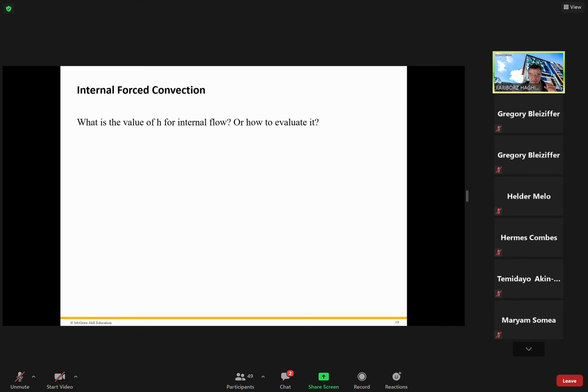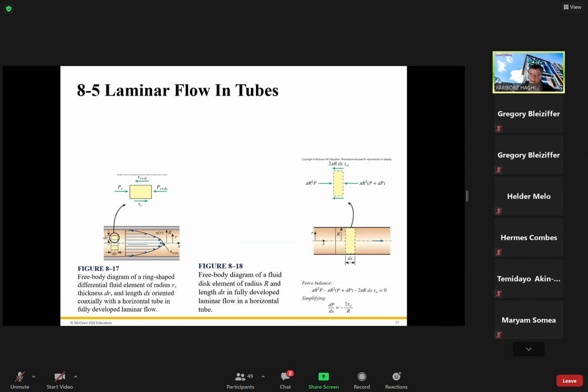The fluid now is moving inside the pipe. And the question is how I'm going to evaluate it. Therefore, at the end, I have to use this equation here. I have to find the value for h. What value should I use for h? The focus now is to find a set of procedures or equations to calculate the heat transfer coefficient.